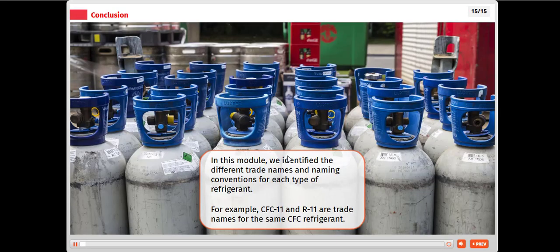In this module, we identified the different trade names and naming conventions for each type of refrigerant. For example, CFC11 and R11 are trade names for the same CFC refrigerant.